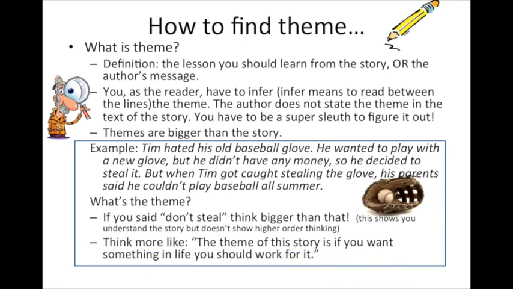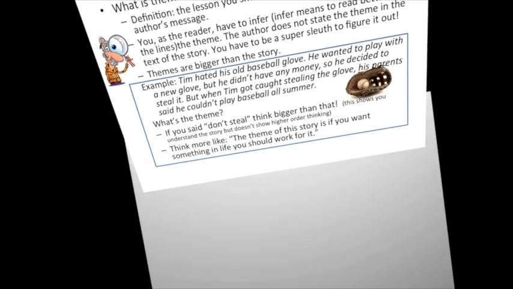If you said don't steal, I want you to think bigger than that, because this shows that you understand the story, but you're not showing higher order thinking. Think more in terms like the theme of this story is that if you want something in life, you should work for it. That's a bigger overall general statement instead of just don't steal. So instead of that, he should have worked hard to get the money to buy the glove, and then he could continue to work hard and play baseball all summer. But as a result of his stealing, he lost all of those opportunities. So think bigger than just don't steal. You need to be able to support your ideas as well.